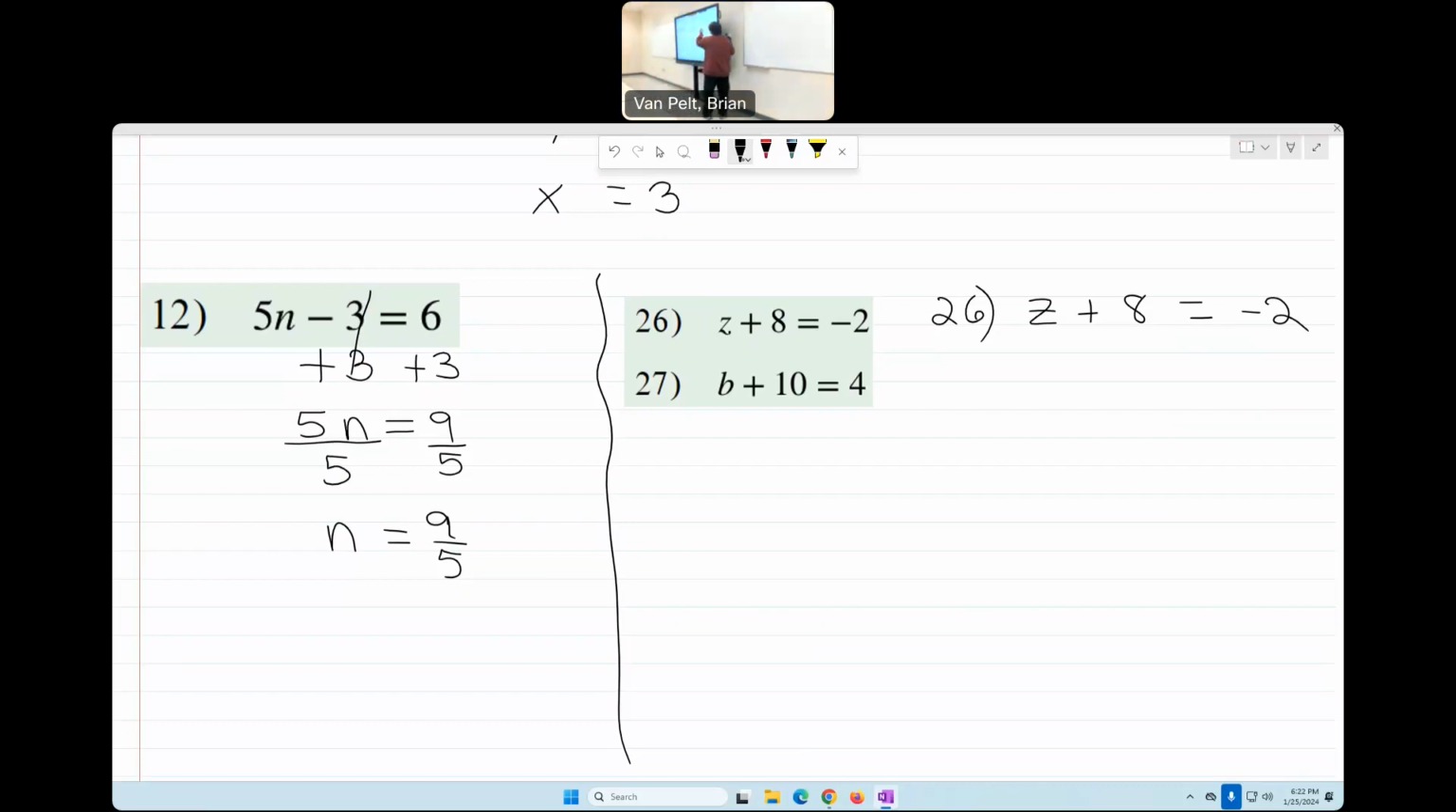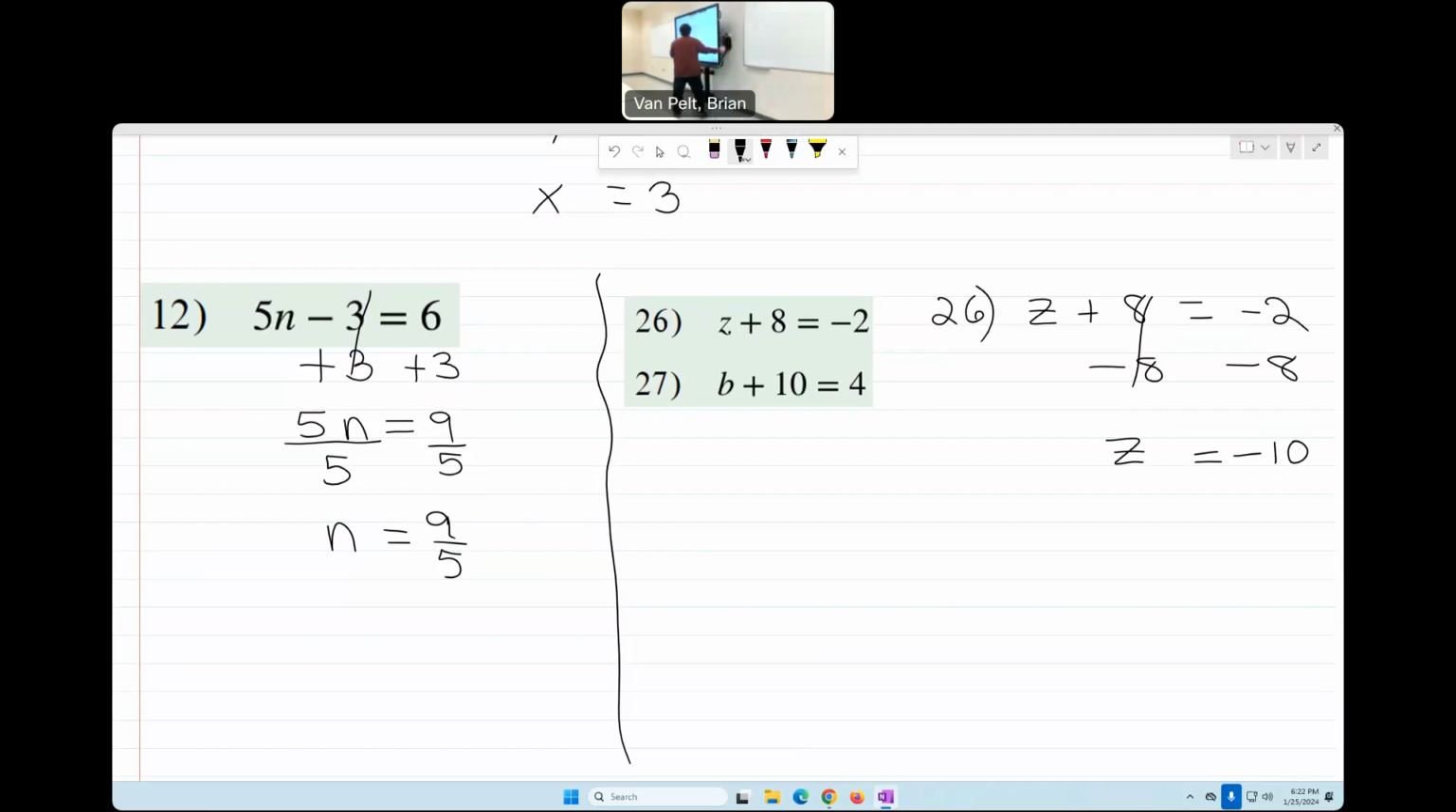You want to make z be by itself, so you need to undo this positive 8 with a minus. That will leave just the letter z over there. -2 minus 8 more is -10. Any questions about that?